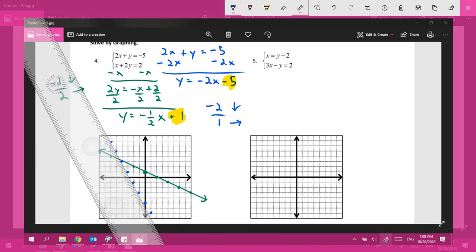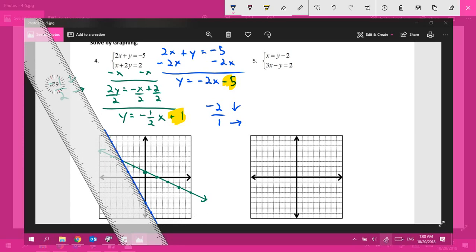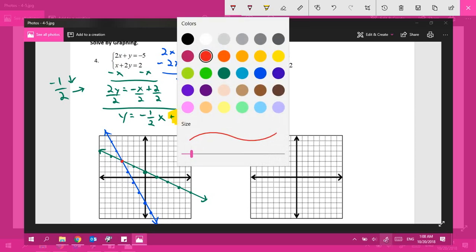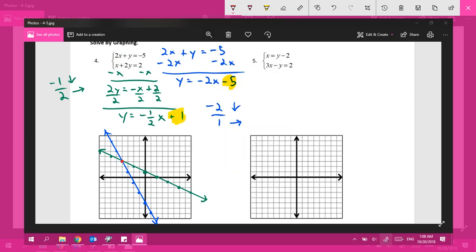Connect these points. So remember, the question said to solve by graphing. That means I need to write a point. The solution is a point, and it's the point where they cross each other. We can see that point is right here. And now what is this point? This point is, let's see, negative 1, negative 2, negative 3, negative 4. So it's negative 4, comma, 1, 2, 3, positive 3. So my answer is negative 4, comma, 3, like that.